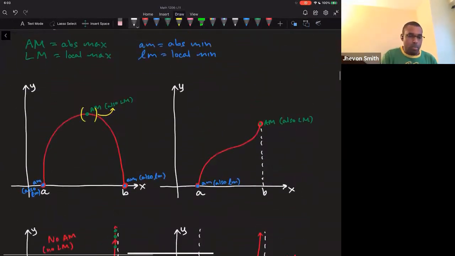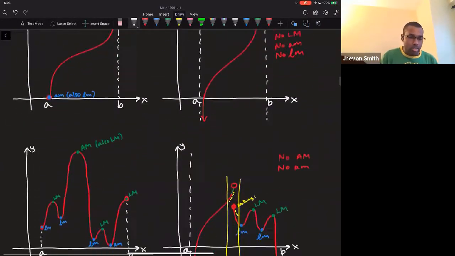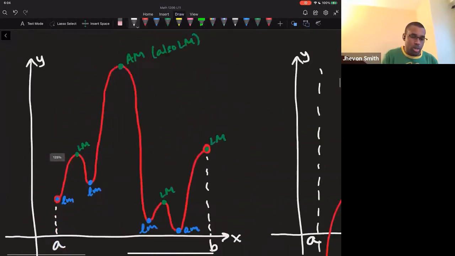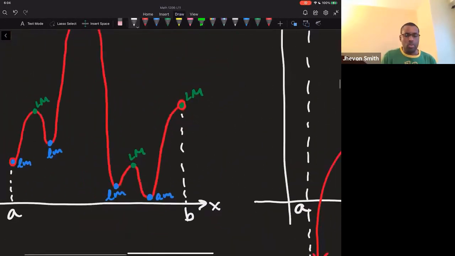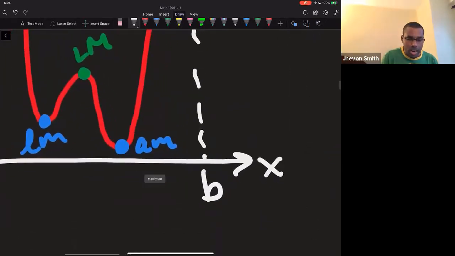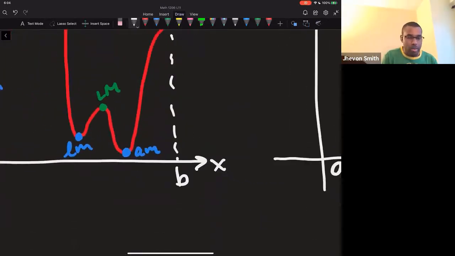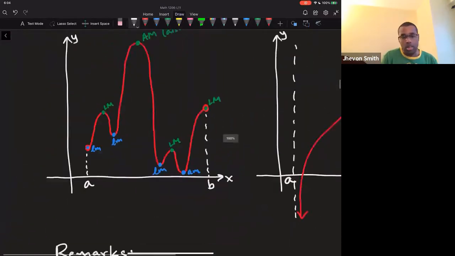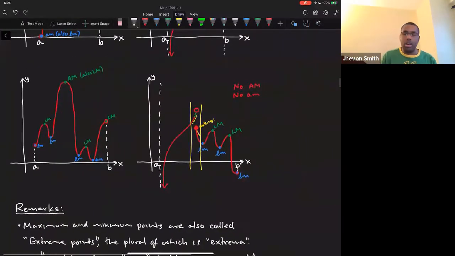So you can be the biggest on the entire region like this guy is, or you can just be the biggest in your local neighborhood like this guy is. Or you can be the smallest in the entire region like this guy over here is, the AM, or you can be the smallest in your local region like some of these LMs are, right? So that was the difference between absolute and local maximums and minimums. We spoke about that last time.